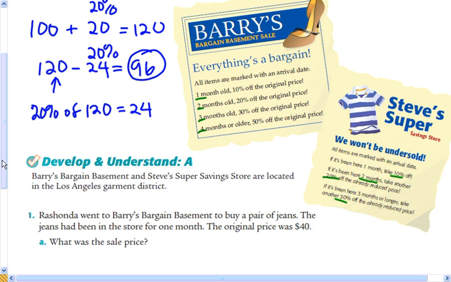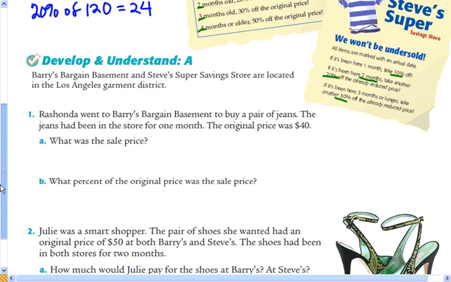One thing I hope you'll learn after this lesson is a quick way to do percents. Otherwise, for figuring out Steve's Super Savings Store, we'd have to use a lot of proportions to get the answer to a problem like that. So let's look at using these numbers here.